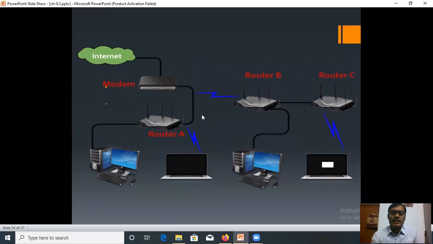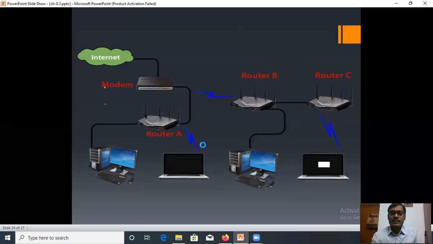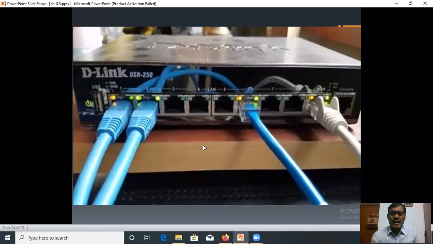You can see this is another picture. This modem is connected to the internet, and ultimately this modem is connected to different routers, router A, router B, and router C, which provide the internet connection to different computers. And this is the picture of a router. This is the wired router. There is also a wireless router.